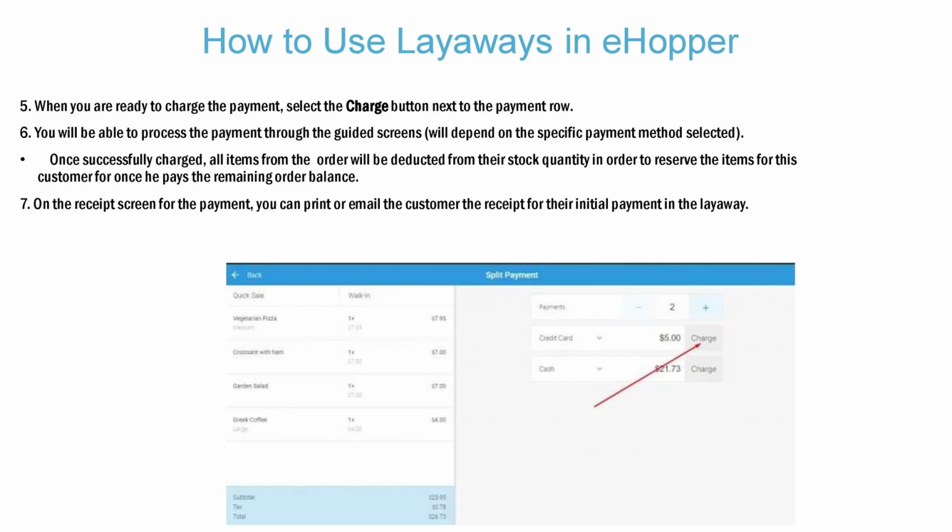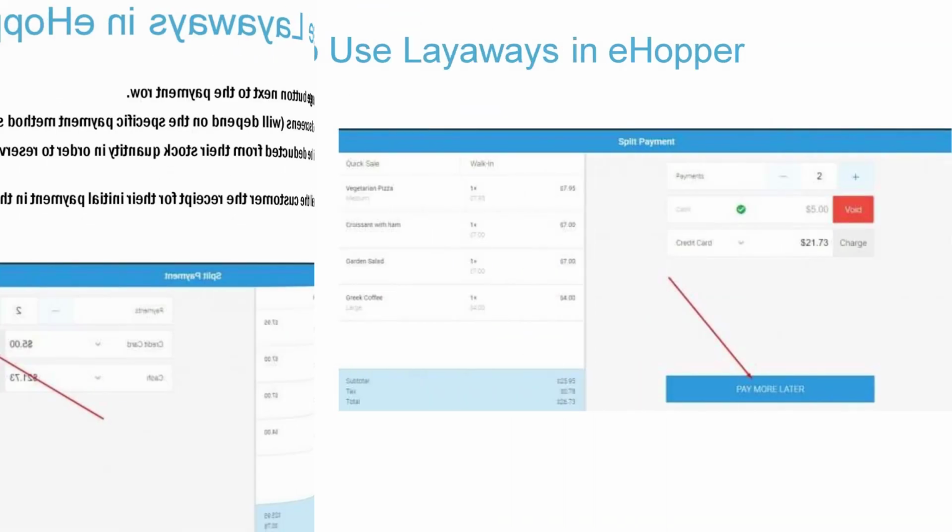6. You will be able to process the payment through the guided screens, which will depend on the specific payment method selected. Once successfully charged, all items from the order will be deducted from their stock quantity in order to reserve the items for this customer for once he pays the remaining order balance. 7. On the receipt screen for the payment, you can print or email the customer the receipt for their initial payment in the layaway.